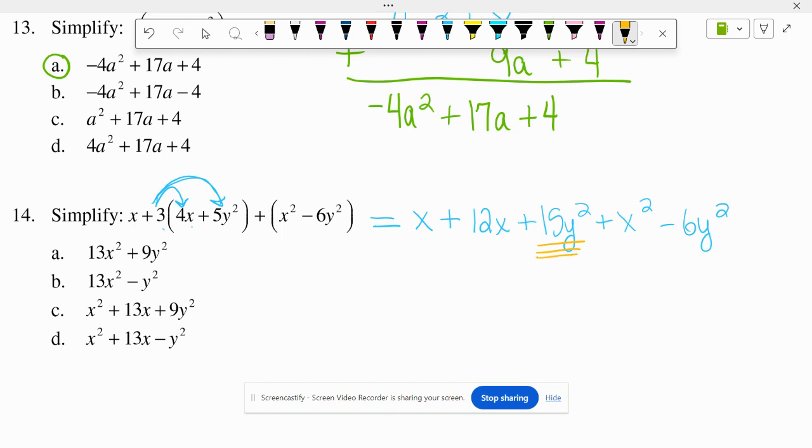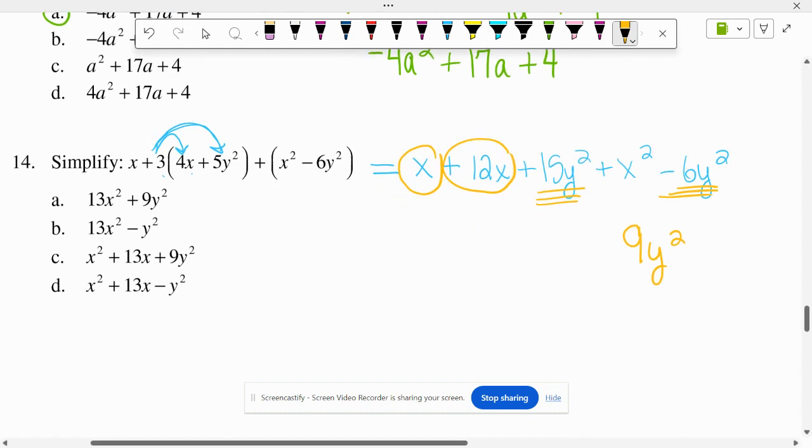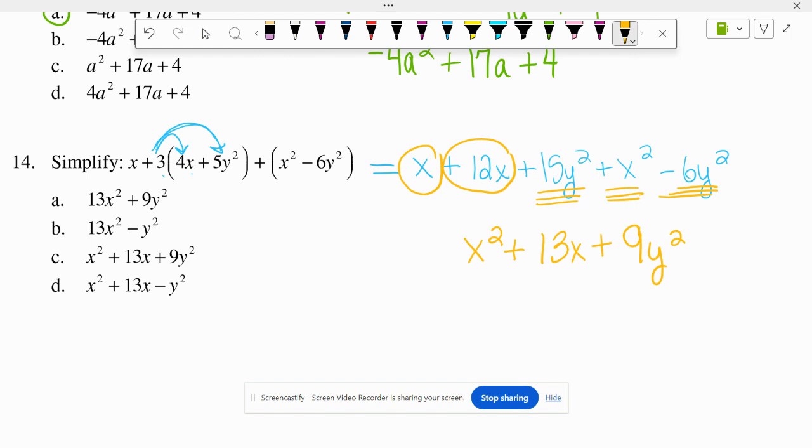15y and then negative 6y. So 15y squared minus 6y squared is 9y squared. Perfect. What else can you combine? 12x. What is 12x plus 1x? Okay. And all by itself? Positive x squared. Yeah. So what answer choice should we get? C. Okay, we're almost done. Almost done.